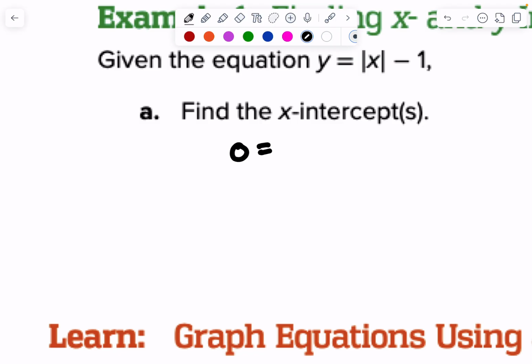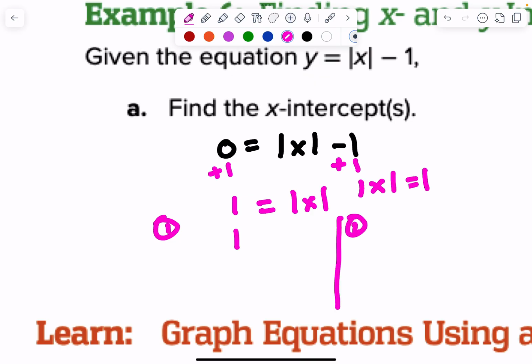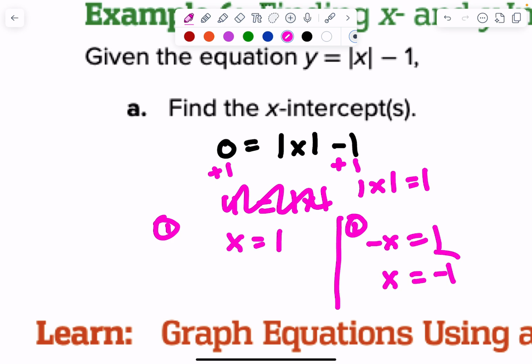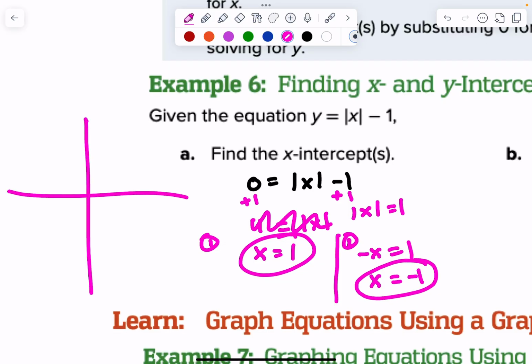So I go 0 equals the absolute value of x minus 1. When we're solving absolute values, remember, isolate the absolute value. So I'm going to add the 1 over. So 1 equals the absolute value of x. And he's still an absolute value, so I'm going to have two cases. I'm going to switch it around: the absolute value of x equals 1. So I have x equals 1, and then I have negative x equals 1, or x equals negative 1 if I divide. Those are going to be my two answers. The x-intercepts, where he crosses the x-axis, are at 1 and negative 1.